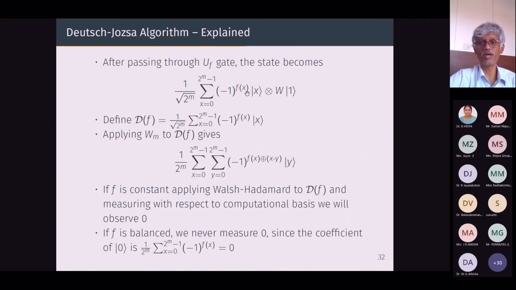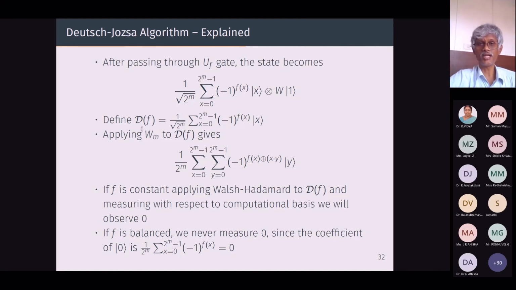So after applying UF, it can be verified that you will get 1 by square root of 2 to the power m, summation x equal to 0 to 2 to the power m minus 1, (-1) to the power f of x, ket of x tensor with W ket of 1. Here there is this definition of D of f. Notice that this W ket of 1 is independent of x, so in some sense the linearity will throw it out.